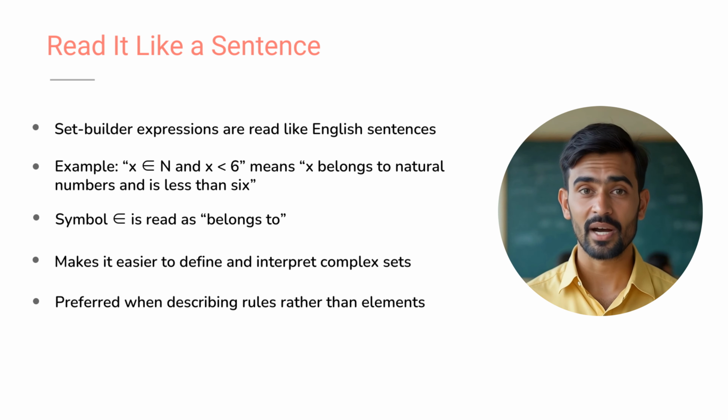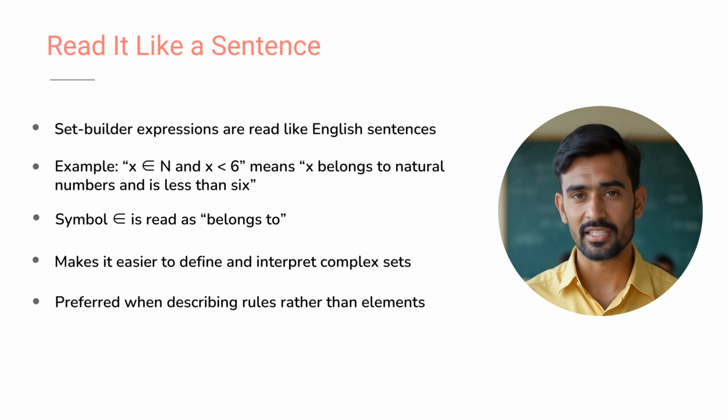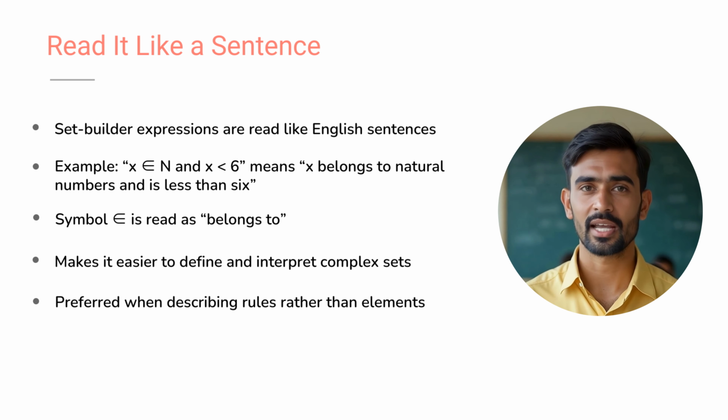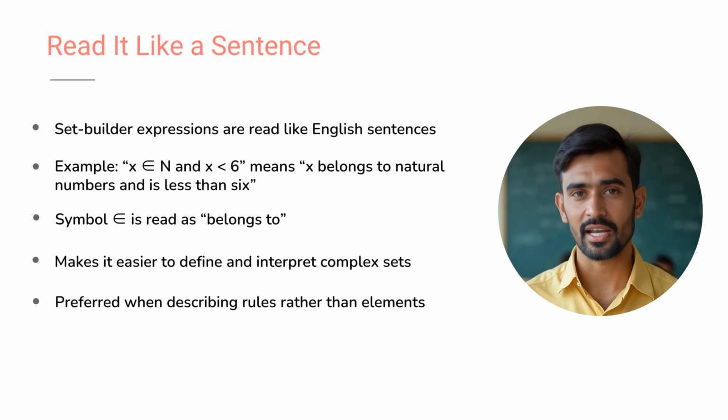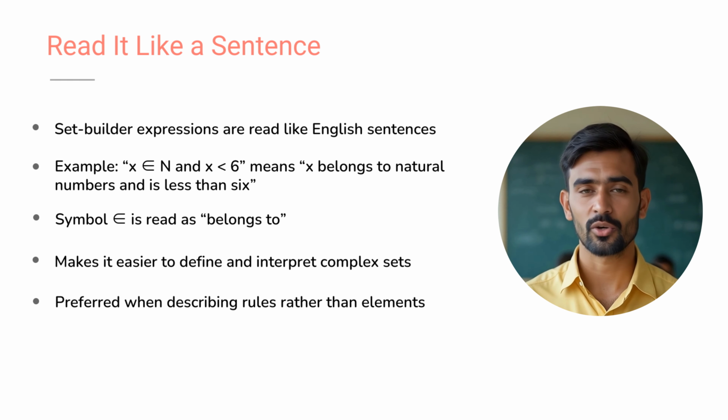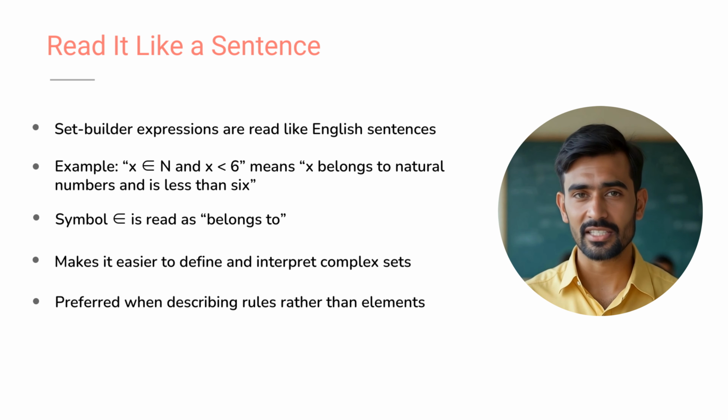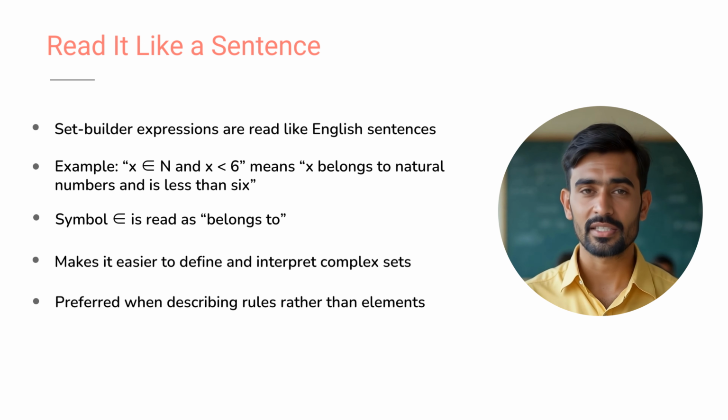Even though it looks mathematical, the set builder form reads like a sentence. Here's an example. A equals braces x colon x belongs to N and x is less than 6. This is read aloud as A is the set of all x such that x belongs to natural numbers and x is less than 6. Here, the letter N stands for natural numbers and the symbol that looks like a curved E is read as belongs to. This form helps us define large or even infinite sets clearly without listing every element.